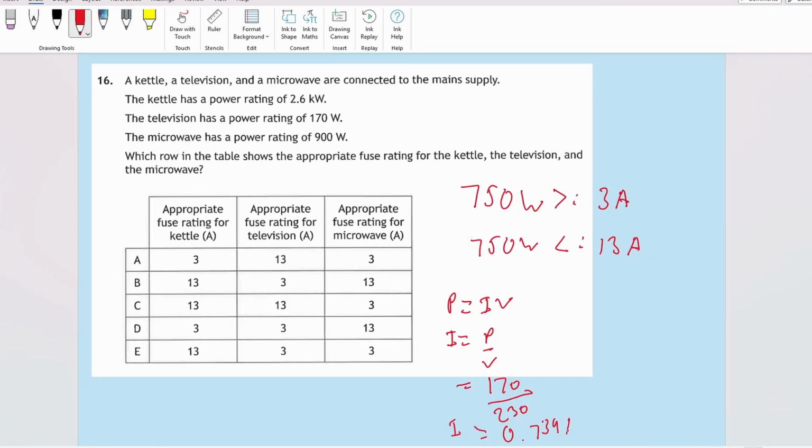0.739 amps. And that's obviously less than 3 amps. And that's why we use a 3 amp fuse, because it's less than 3 amps. So the normal operating current will be less than 3 amps. And if it rises above 3 amps, then this fuse will melt. So we can do that for all of these. But again, if you know this, then you'll save some time. So the answer works out to be B.